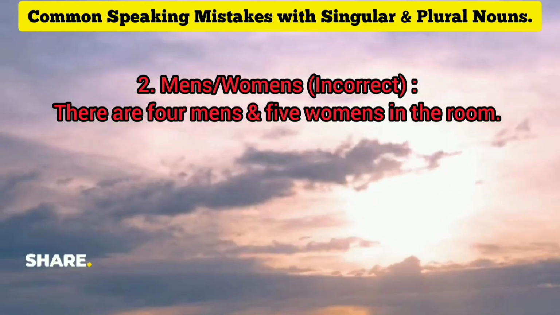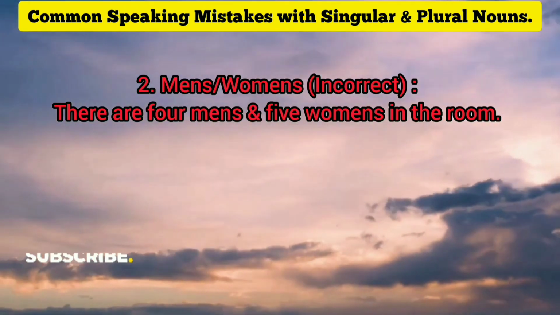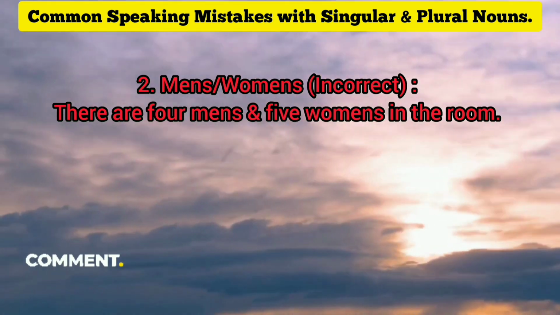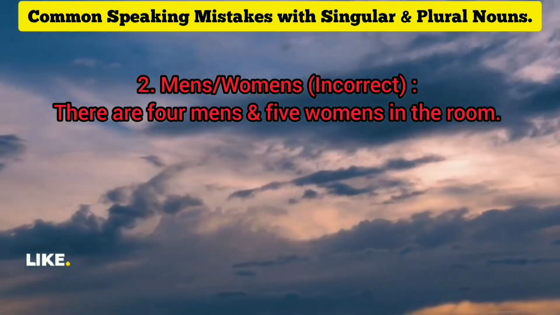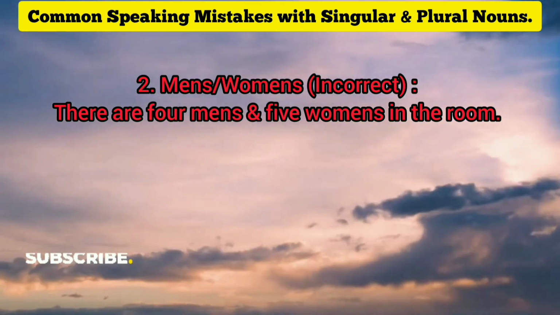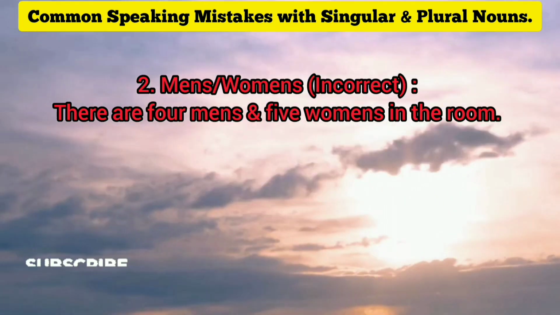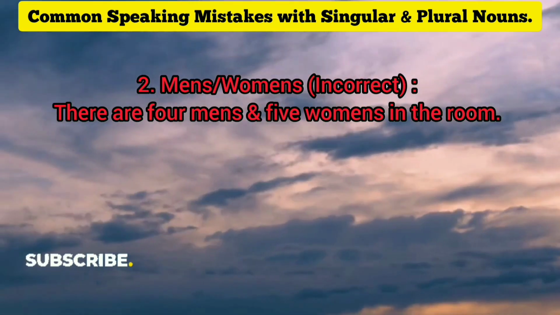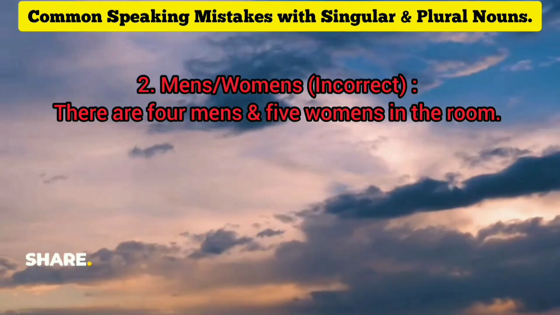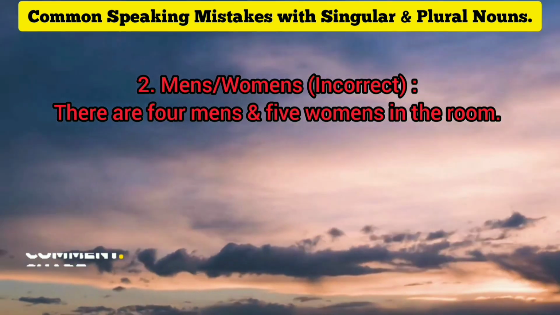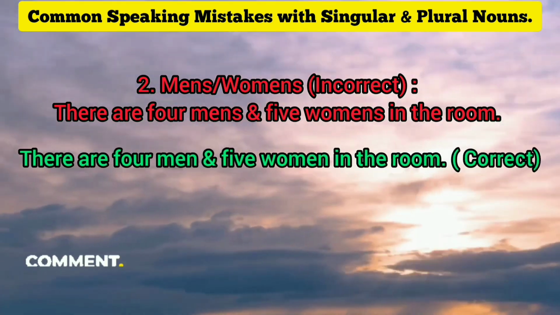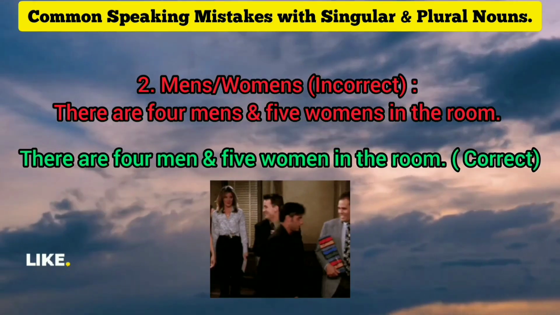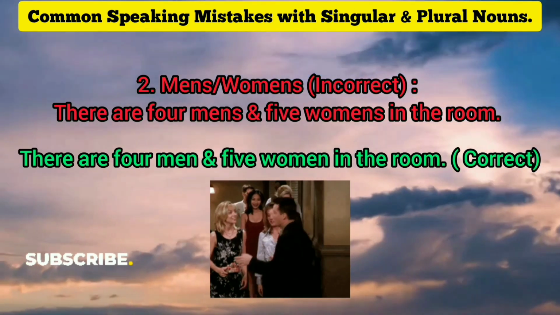Again, these two are totally incorrect. Let me show you. There are 4 men's and 5 women's in the room. This sentence is totally incorrect because, as I already mentioned, you cannot use men's or women's, because men is already plural and women is already plural, so you don't have to add s. So the correct sentence is on your screen, there are 4 men and 5 women in the room.